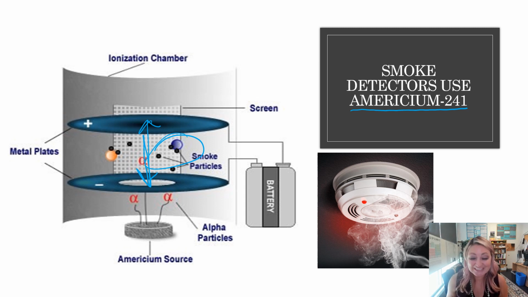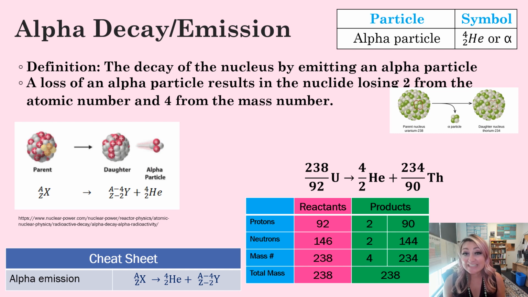Those are lifesavers. Alpha decay or alpha emission is exactly what it sounds like. You have a nucleus that decays by emitting or losing or getting rid of an alpha particle. So we're getting rid of 2 protons and 2 neutrons, or a helium. The loss of an alpha particle will result in the nuclide losing 2 from the atomic number and 4 from the mass number. This is where having a little table set up becomes very useful, and we'll get into that in 2 seconds. But let's look at what this looks like.